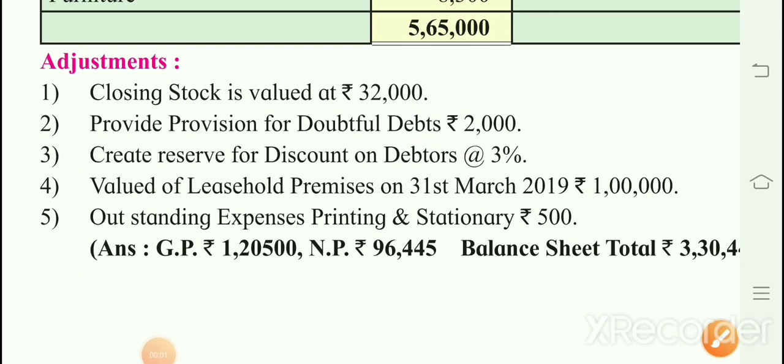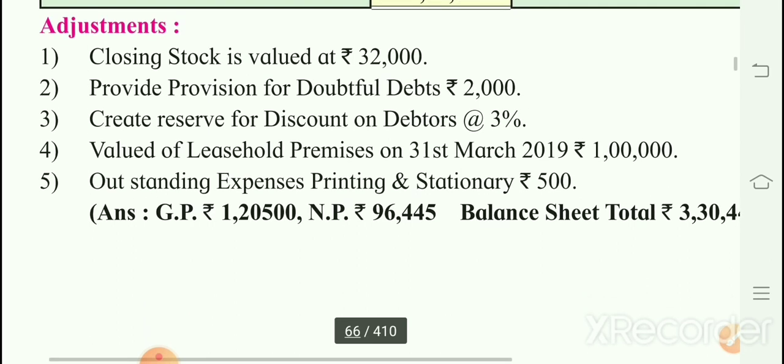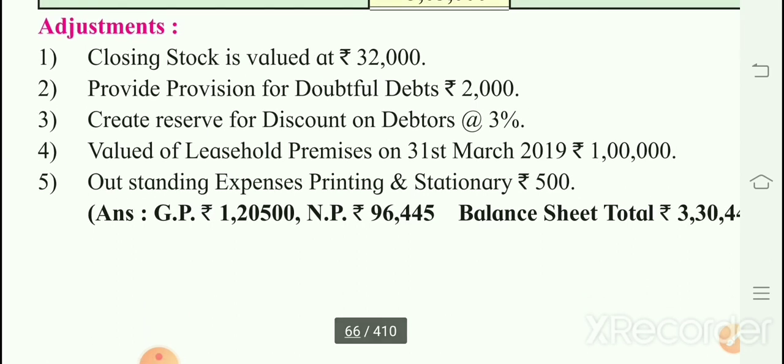Now our next adjustment is the value of leasehold premises on 31st March 2019, rupees 1 lakh. See, in the balance sheet on the asset side we have written leasehold premises at rupees 1,10,000. It was the previous amount. Now in this year this asset is valued at rupees 1 lakh. That means there is depreciation of rupees 10,000. So deduct this depreciation from this asset and give the second effect on the debit side of the profit and loss account by rupees 10,000.